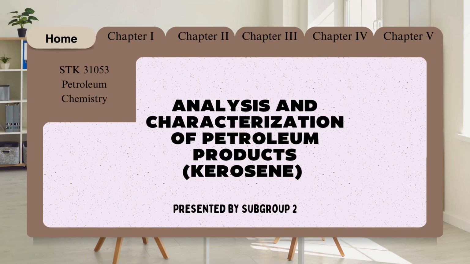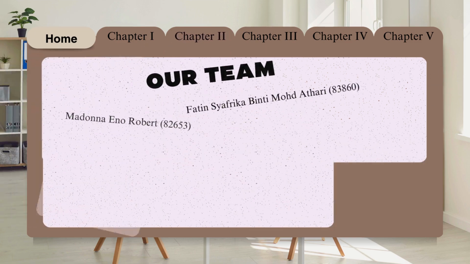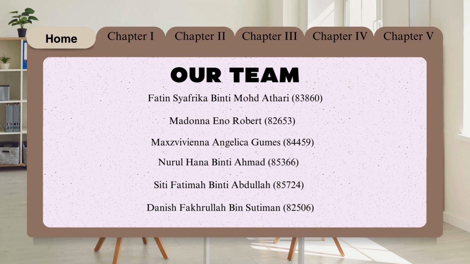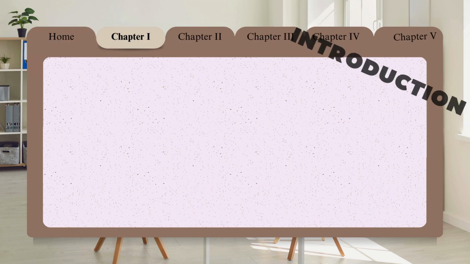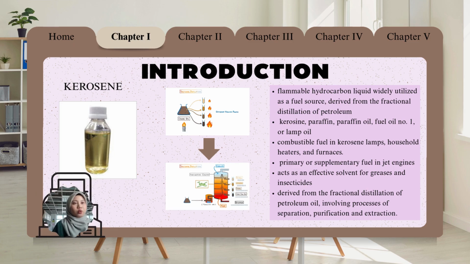Shoket and everyone. Today our group will be presenting analysis and characterization of petroleum product, which is kerosene. Kerosene is a flammable hydrocarbon liquid widely utilized as a fuel source derived from the fractional distillation of petroleum. Kerosene, also known as paraffin oil, fuel oil number one, or lamp oil, serves as a significant fuel for household, commercial, and industrial applications.